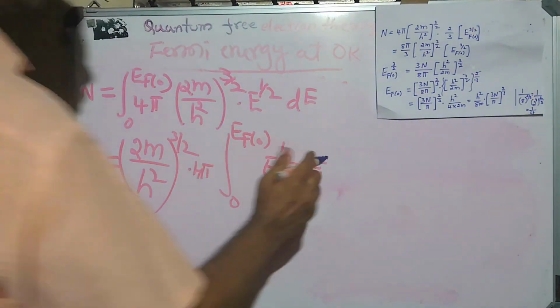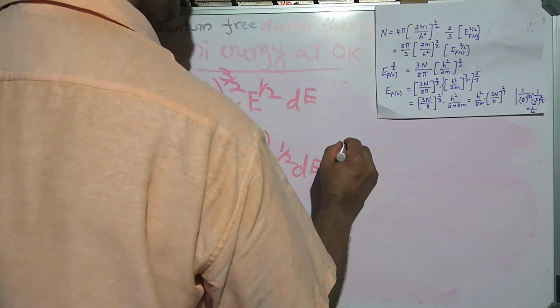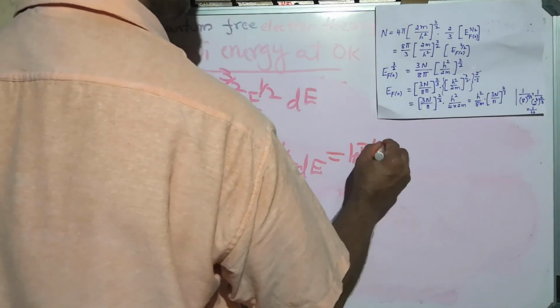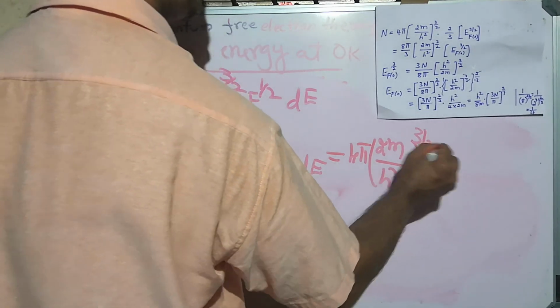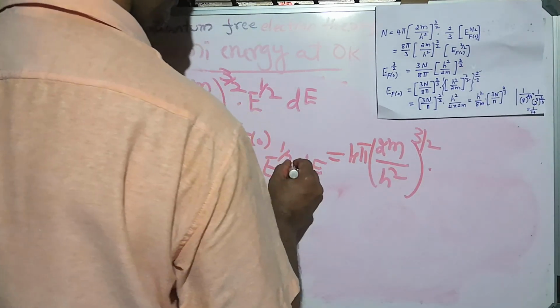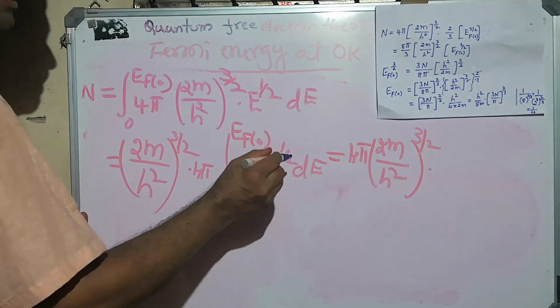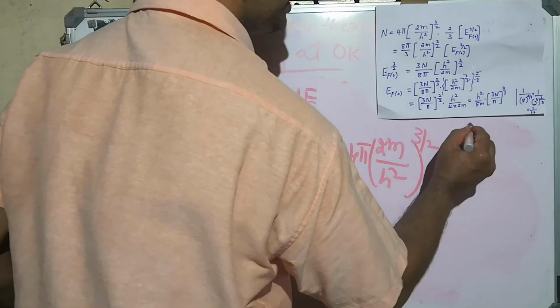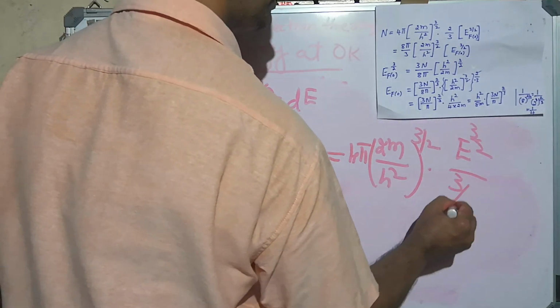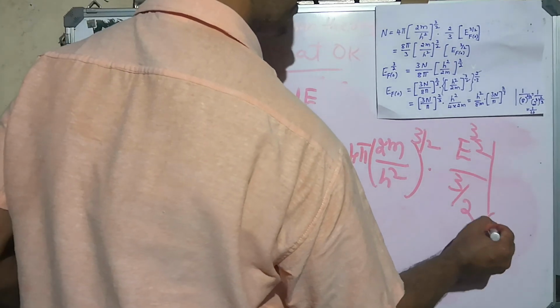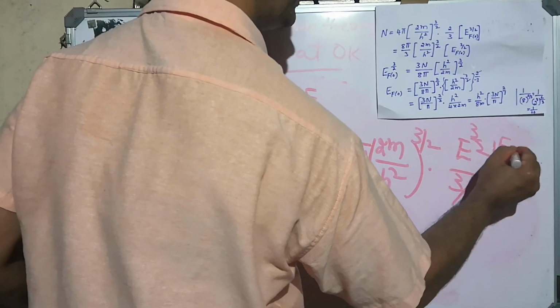So therefore, the integration is 4π (2m/h²)^(3/2). Integration of E^(1/2) dE is E^(3/2) divided by 3/2. The limit varies from 0 to E_F0.